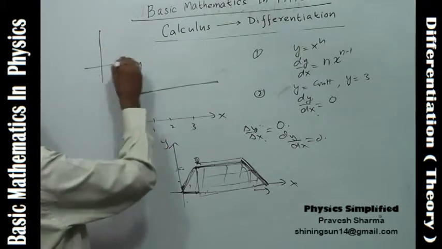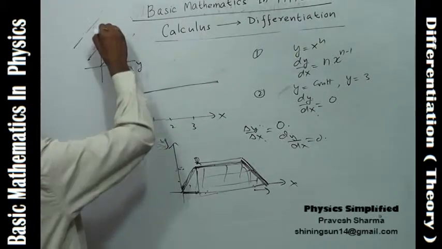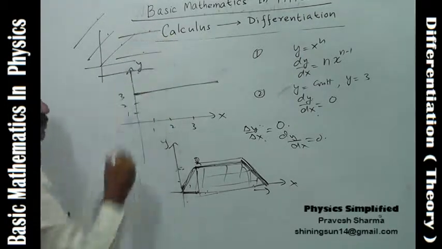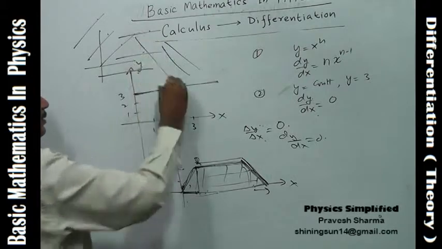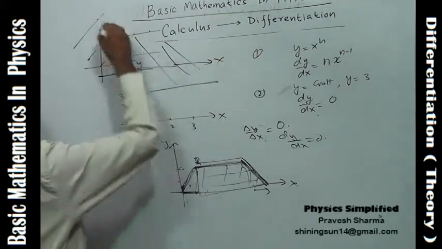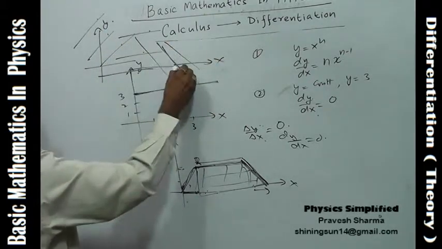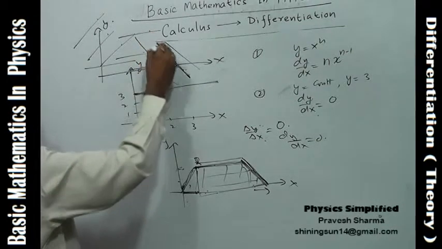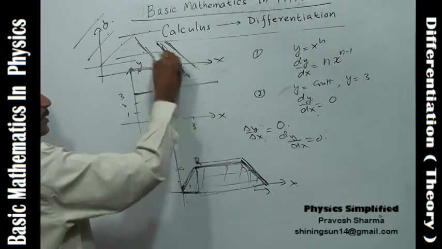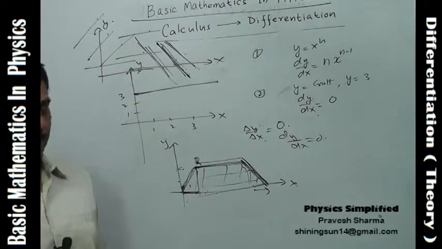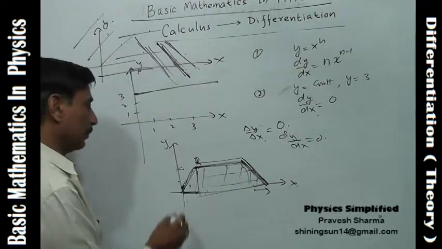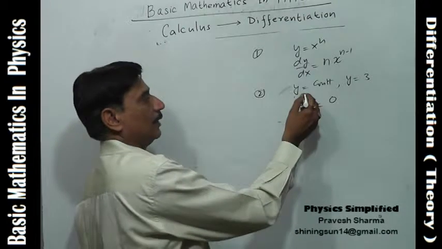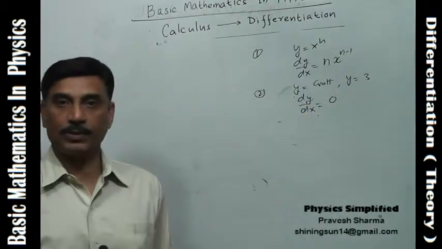If I draw lines like this, they will have a positive slope. If I draw lines like this, they have a 0 slope. If I draw lines like this on this xy graph, even if the value of x is reducing, the value of y is increasing. For all these lines, the slope is negative. So for this, there is a negative slope. For this, a positive slope. For this, the slope is equal to 0.